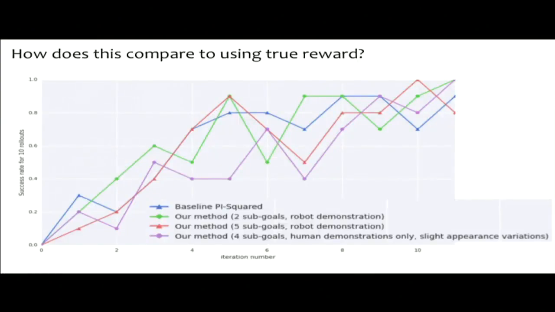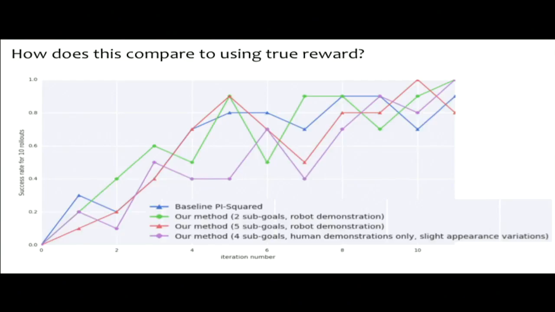Okay. So how does this compare to using the true reward function for this task? Here, the blue line shows a baseline reinforcement learning method that uses the true reward for this task, which is essentially using the reward of how far open the door is. The green line and the red line show the method using a video demonstration of the robot arm opening the door, so essentially kinesthetic teaching.